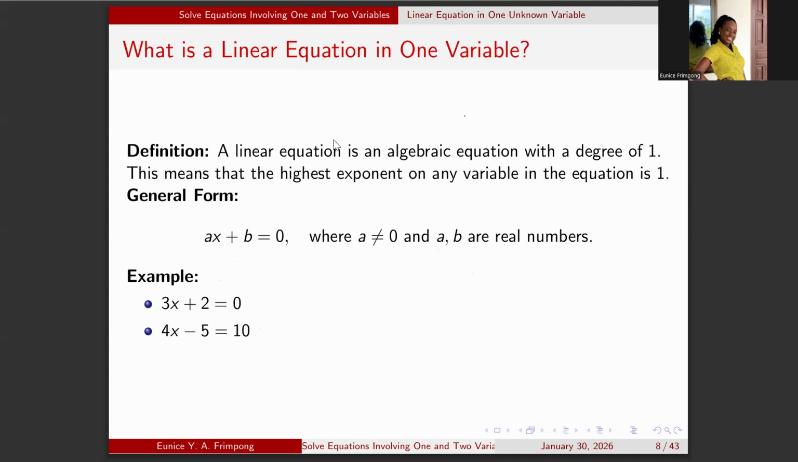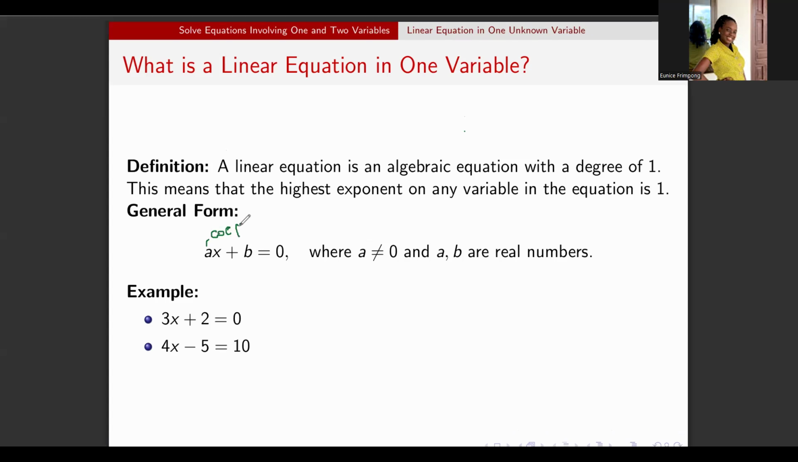We define a as the coefficient. We define b as the constant. 0 also is a constant. And then x is a variable. So these are the definitions around a linear equation. In this example, 3x plus 2 equals 0. 2 and 0 are constants. 3 is the coefficient of x, and x is the variable.